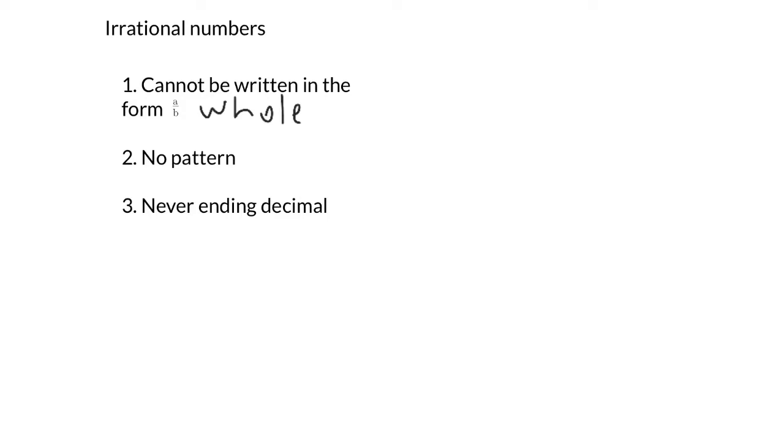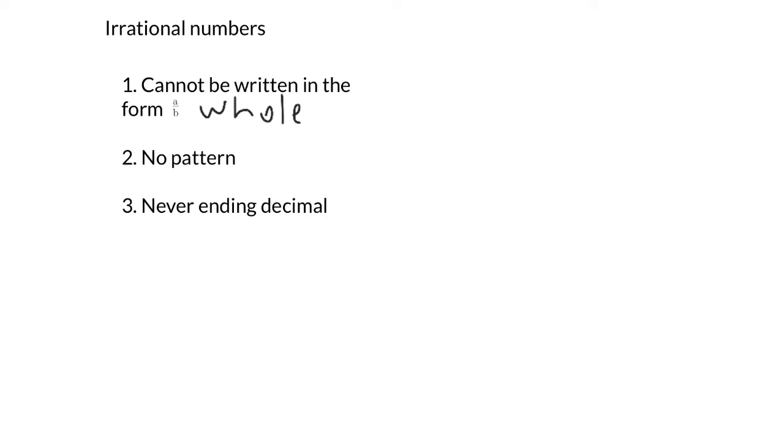So if we think of a typical proper or improper fraction, 3 over 5, 5 over 3, 1 over 4, negative 17 over 33, all of those are rational numbers because we can write those in the form of A over B, where both A, the numerator, and B, the denominator, are whole numbers. Okay, whereas an irrational number cannot have this happen.